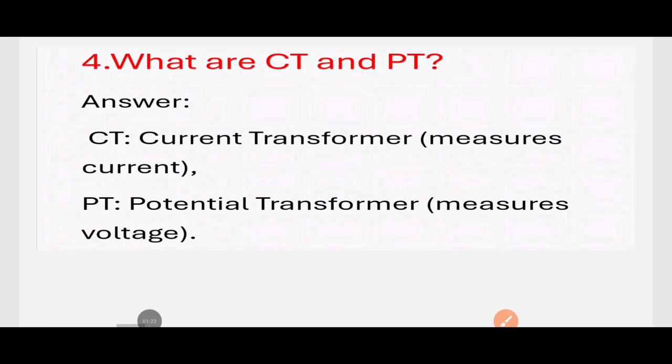Next, what are the CT and PT? CT and PT both are transformers. CT is current transformer which measures current, and PT is potential transformer which measures voltage.